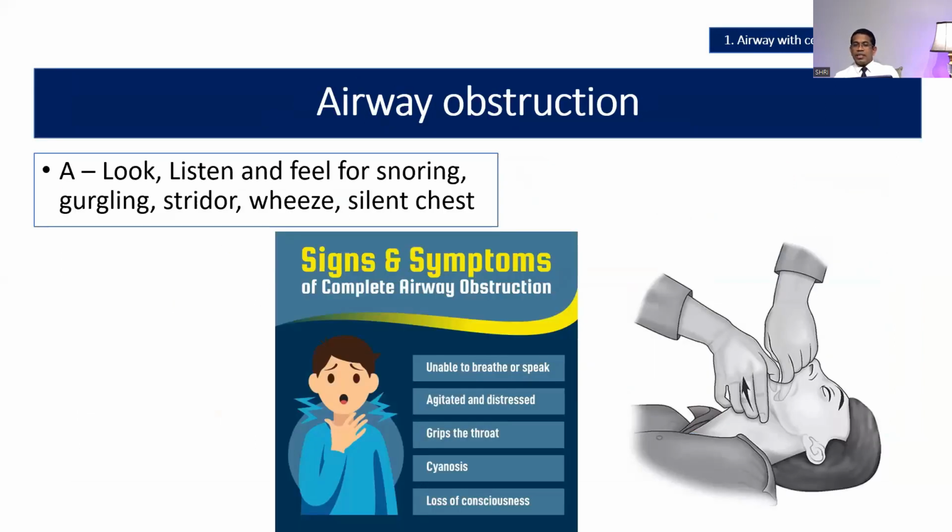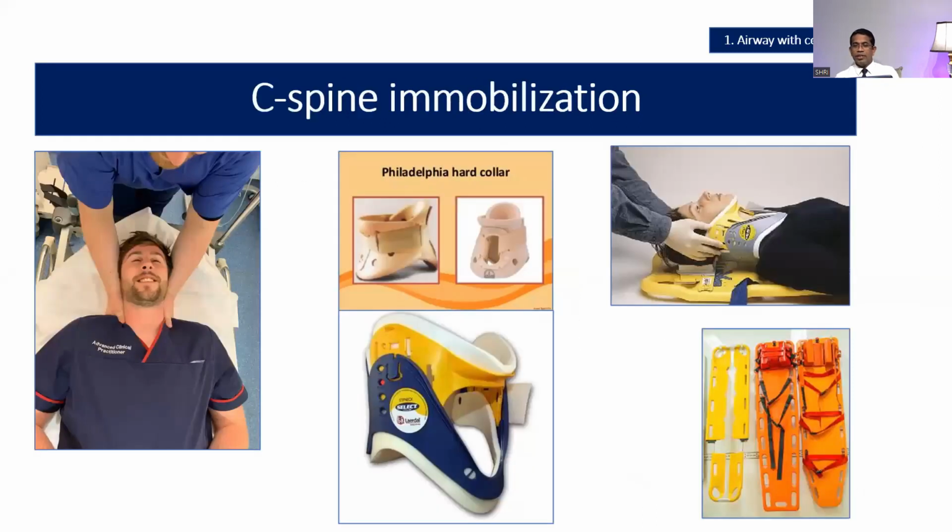As I mentioned, there are some signs you can elicit if a patient is having an airway obstruction. These are snoring, gurgling, stridor, silent chest. I will talk about them in detail in the breathing part. Okay. Then we consider cervical spine immobilization.